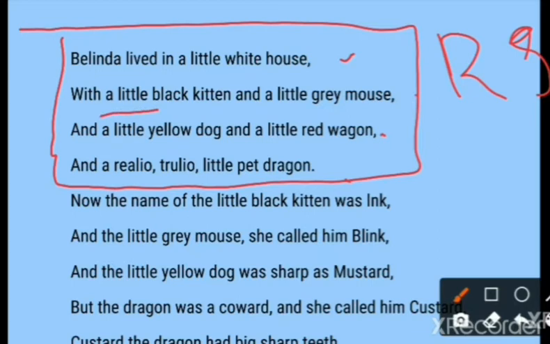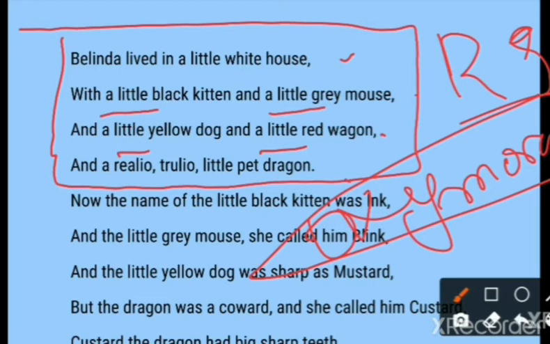And we see here little and little. So this is repetition. We find this technique of repetition used. So the use of the word little is the repetition in this stanza, or we can say in this poem. Then we see another literary device used in this poem, that is oxymoron.